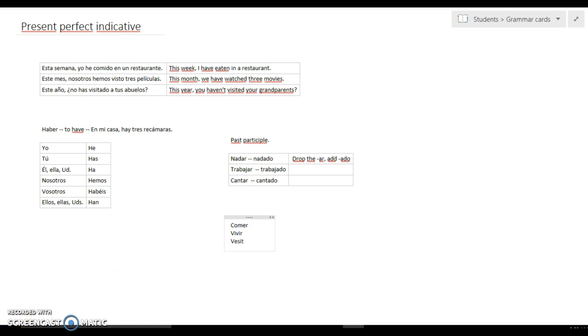Vivir, and how about vestir? How about pedir? Okay, so we got a bunch of ER verbs. Let's do correr here. ER verbs and IR verbs. All right, so I'm going to give you the past participle of each of these, and you figure out before I get to it what the rule is for making the past participle.